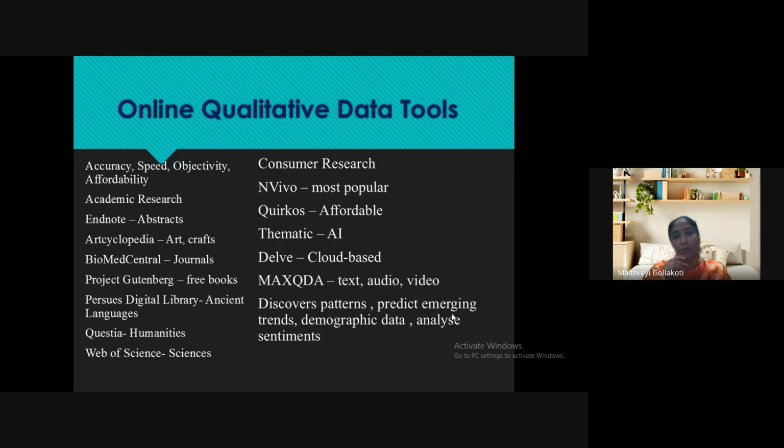And Project Gutenberg, I'm sure most of you are aware of this. It is good for books. They will give you original books and that too for free, totally free. And next, Perseus Digital Library. This is used for ancient languages like Greek and Latin. Okay. Now, Questia is used for all humanities like social studies, economics, public administration, all these things. Web of Science is used for science. Okay. Now, these are all academic research online tools.